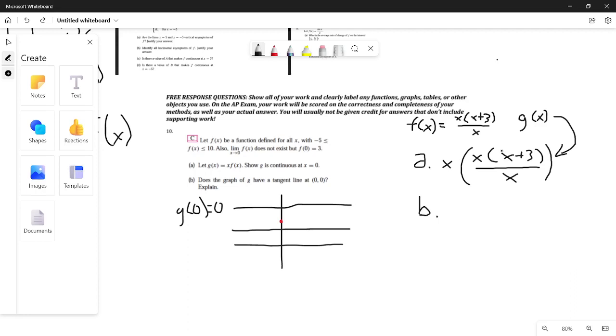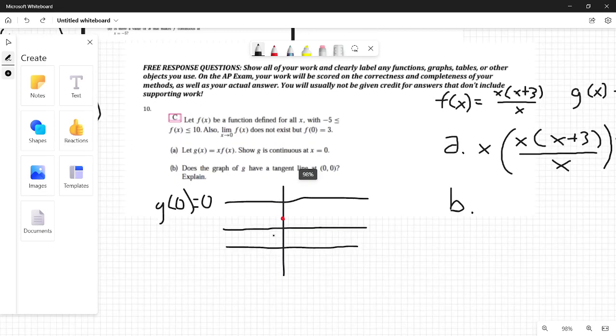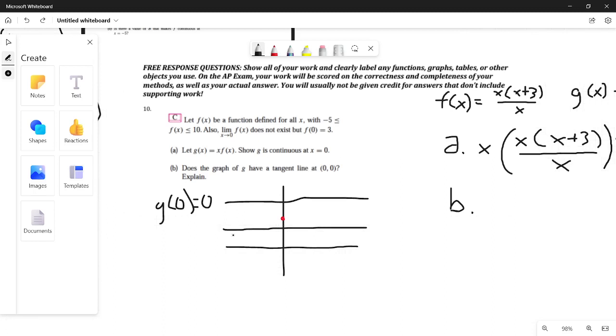Wait. This does not work. The issue with this is that in this case, the function would be undefined, but the limit would exist. I got it backwards. So actually, there would have to be some sort of jump or infinite discontinuity here. Oh, this is a confusing question. I'm already so confused.